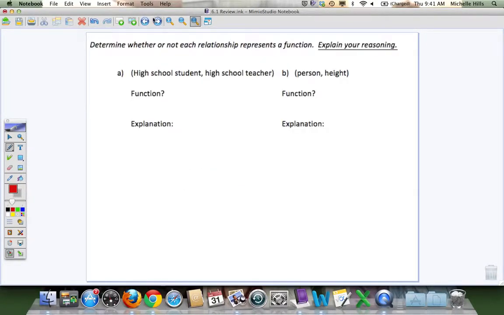When I look at this, is it a function? So does every high school student have exactly one high school teacher? So a function? No. A high school student, and HS is an okay abbreviation for high school because it's used a lot, has more than one high school teacher.